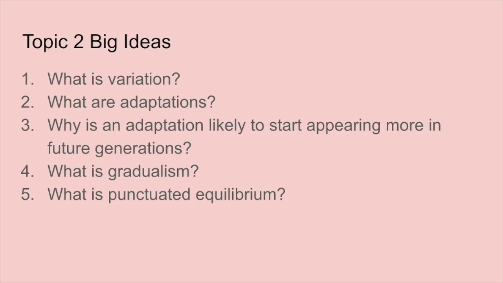Okay, so the big ideas for topic 2, be on the lookout for these as we go. What is variation? What are adaptations? Why is an adaptation likely to start appearing more in future generations? What is gradualism? And what is punctuated equilibrium?